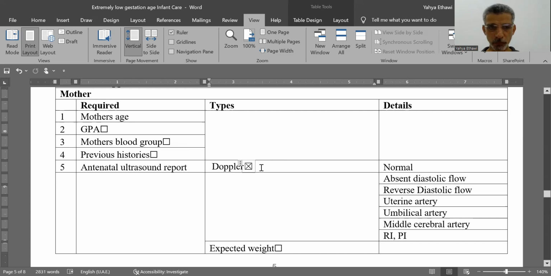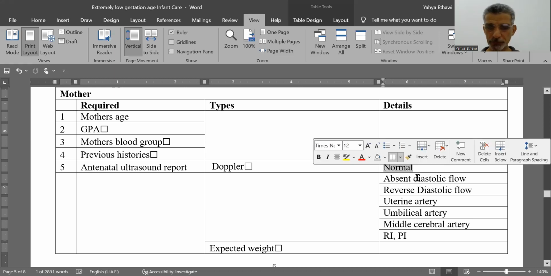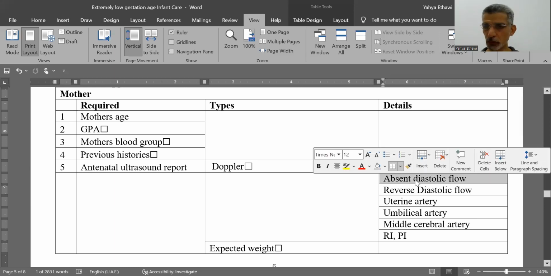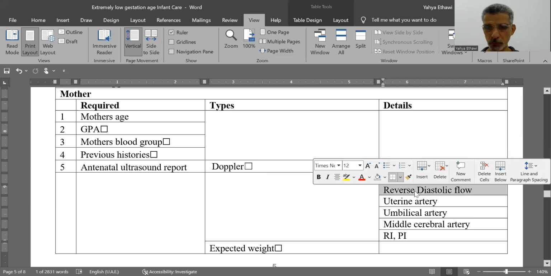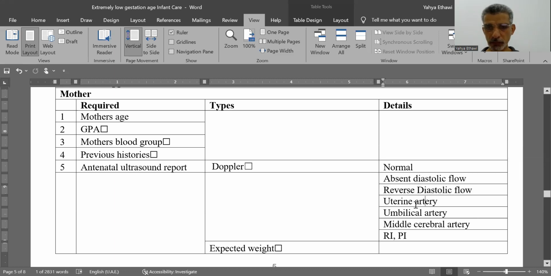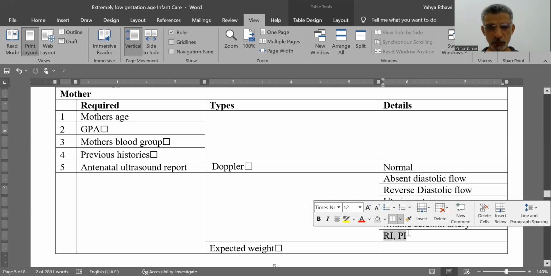So the most important for me when I look at the ultrasound, I need the Doppler. Is the Doppler checked or not? What exactly do I need from the Doppler? Is the Doppler normal? Is it absent diastolic flow? Is it reverse diastolic flow? And it should be the flow in the uterine artery, umbilical artery, middle cerebral artery. And also we need the resistance index and pulsatility index. So these should be checked. That is already recorded or charted by the doctor or by the obstetrician, whoever.